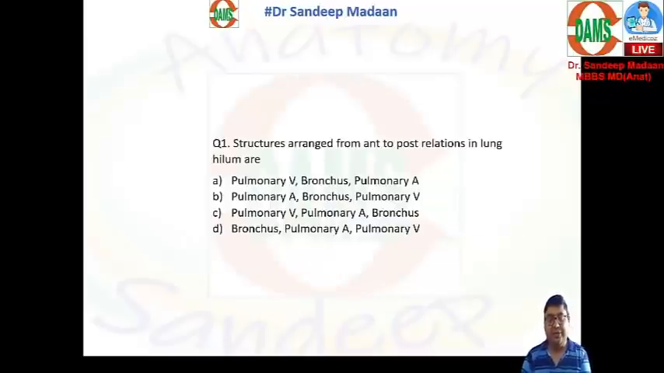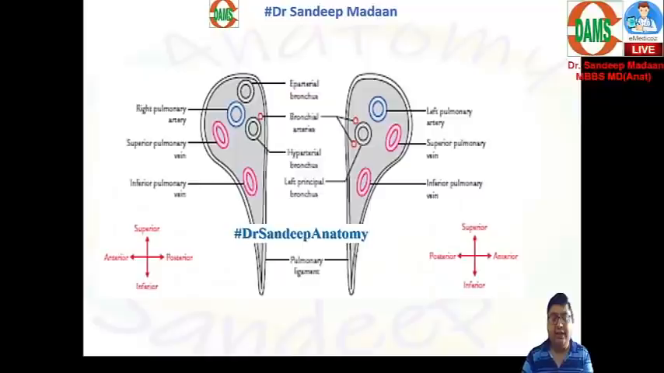This is the first question: structures arranged from anterior to posterior relation at the lung hilum are. So basically this question is related to the lung hilum or the root of the lung, where the pleura gives an extension over the structures which are present at the hilum of the lung. And in this relationship, let us look at the anatomy here. When you look at the right and the left lung hilum, where we have the root of the lung, that is the pleural extension over these structures.